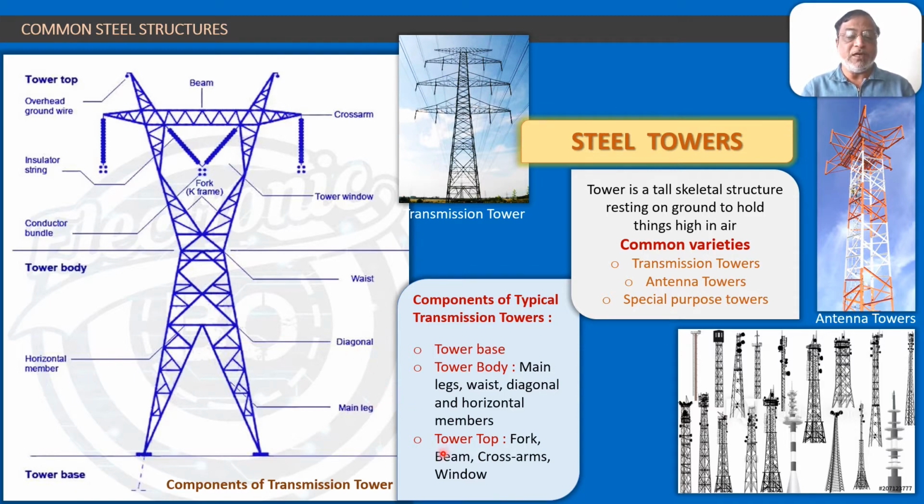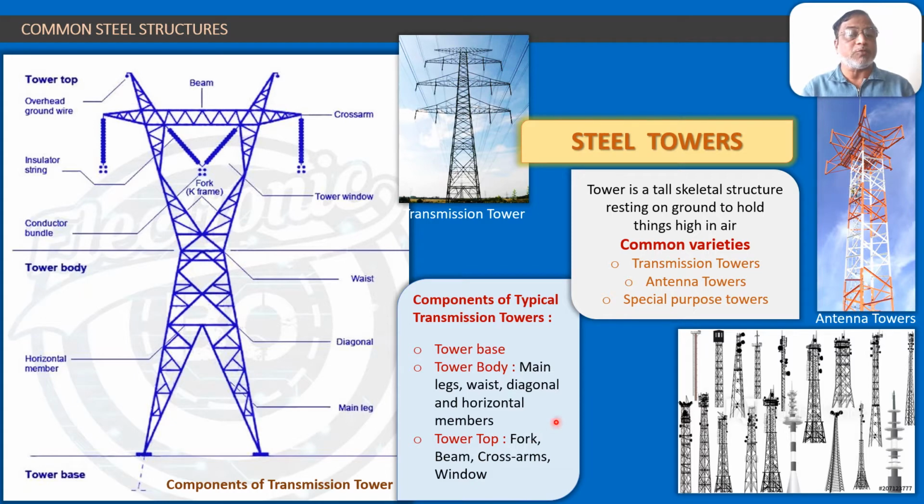Now we see the third part, last component, the tower top. So it extends above the waist and it is open to the sky. Now you can see a fork. This region of the tower will be called as fork. Then there is a beam. This horizontal portion is called as beam. It is looking like a truss beam.